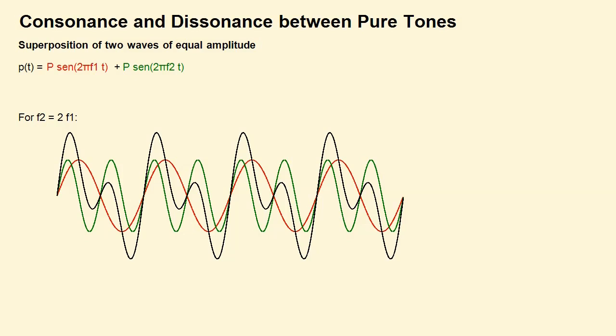A color scheme has been used to facilitate the identification of these waves. The first is shown in red, the second in green, and the superposition of both is shown in black. Note that the resulting wave is not a pure sinusoid, but it has smooth variations, so, as we will see later, for this octave interval you have a nice, consonant sound. Note that the period of this wave is equal to the period of the lowest frequency wave.